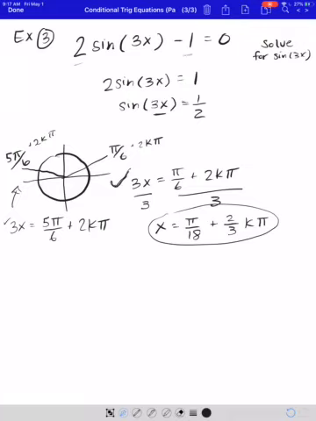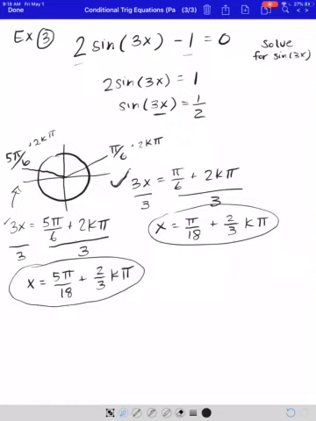And if we look at these angles in the second quadrant, again, we've got to solve for x. So I'm just going to divide everything by 3. And what we'll get is x is equal to 5 pi over 18 plus 2/3 k pi. Oh, and there we go. We solved for x in this equation.